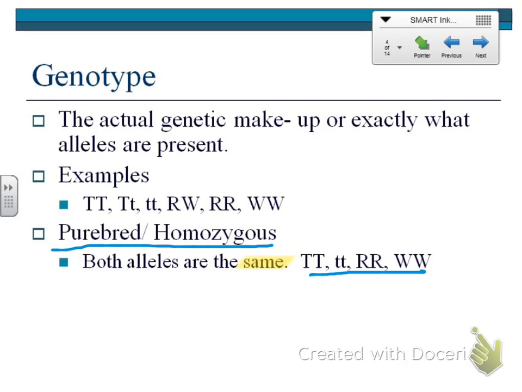Somebody give me an example of homozygous. One that's not up there. Evan, go. Big E, big E. Good. One more person. Claire, go. Little c, little c. Good.